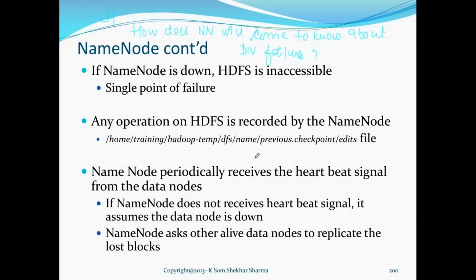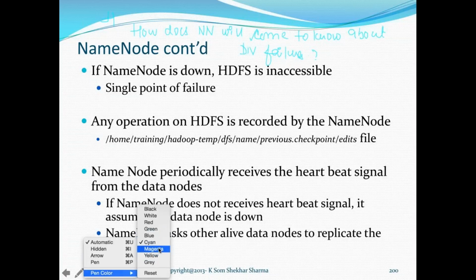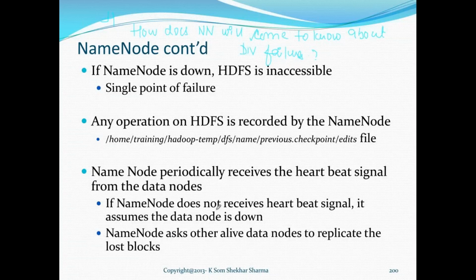How does it come to know? So in the introduction module, I have told you any master process has three properties: SPOC, SPOF, and ego. Any master process. So name node is your master process, data node is your slave process.